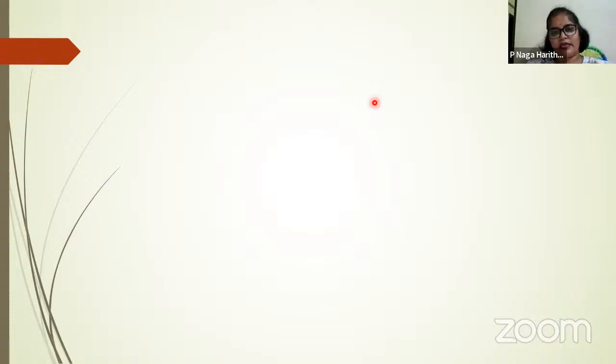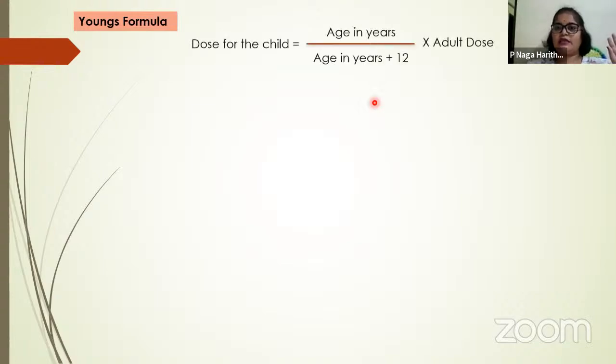So first let us see what formulae are present to calculate the dose of a child based on the age of the patient. We have 5 formulae. The first one is Young's formula. Young's formula is used for children who are below 12 years of age.